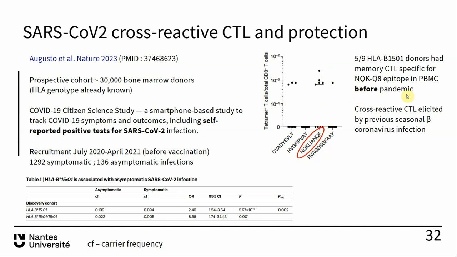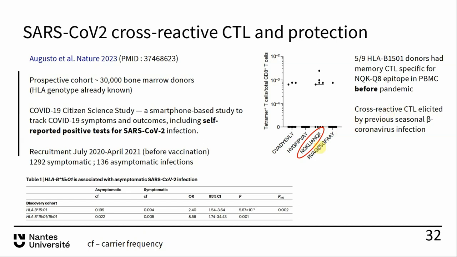And that was before SARS-CoV-2 had even entered the human population. So how come these people had a CTL response against SARS-CoV-2 when the virus didn't even exist? Well, it seems like these CTL were cross-reactive.